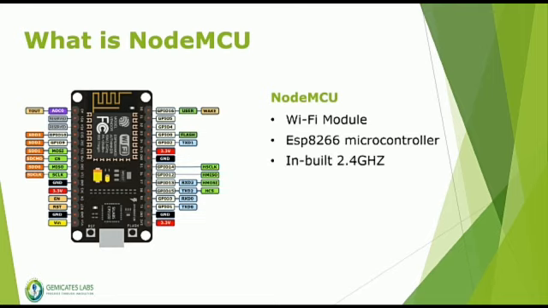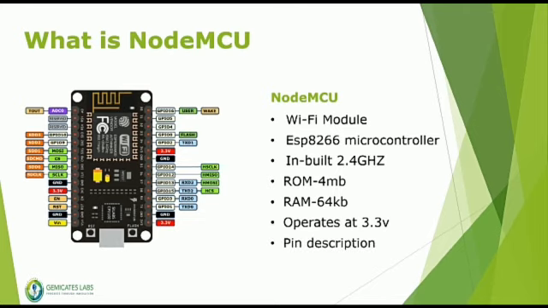This board has an inbuilt 2.4 GHz antenna to receive Wi-Fi functions. This board has 4 MB of flash and 64 KB of RAM. It operates at 3.3 volts, and it is important to operate the board at this voltage because if the input voltage is increased, there is a chance of damage to a few GPIO pins in the board. Coming to the pin description, it consists of 30 pins.